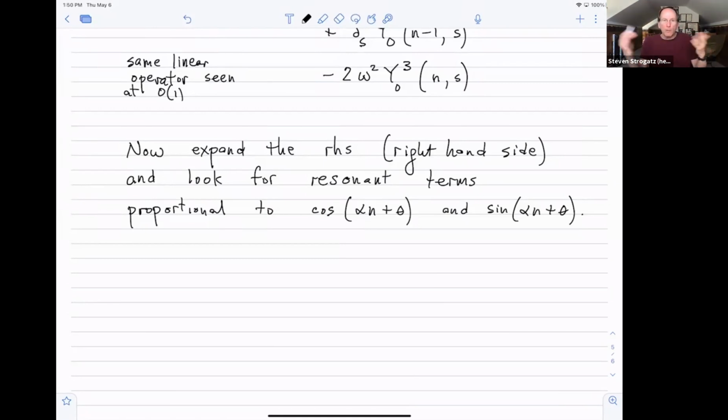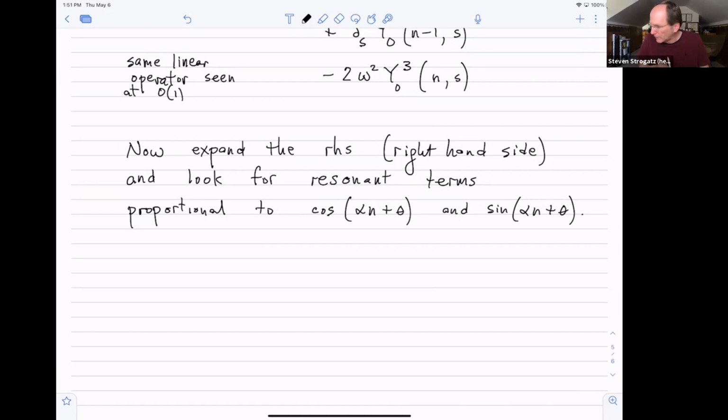So there is that same whole theory about resonant terms for linear difference equations. I don't have time right now to develop it, but we could do all of that if we wanted. So anyway, I'm going to expand the right-hand side and look for such terms, and then I'm going to try to eliminate them by choosing the coefficients in such a way that will eliminate these secular producing terms.